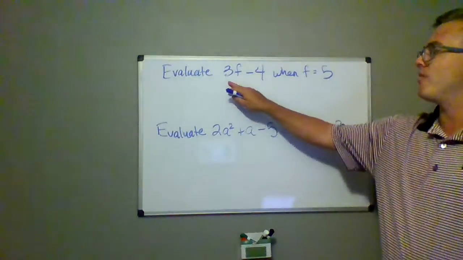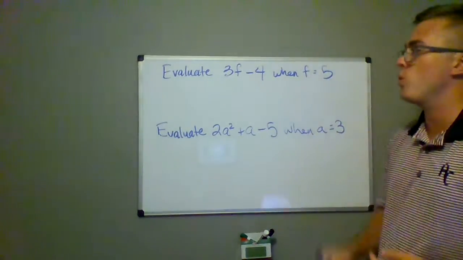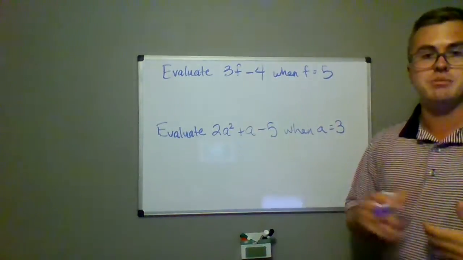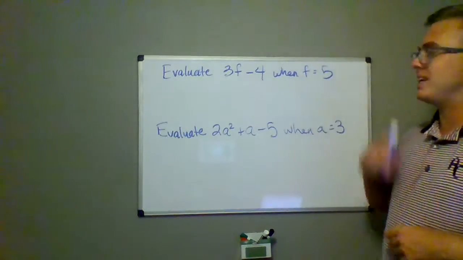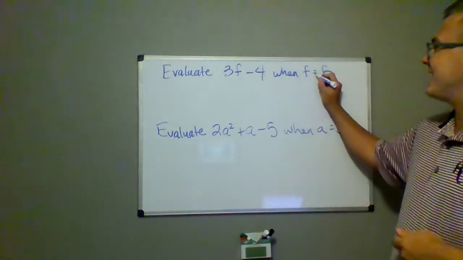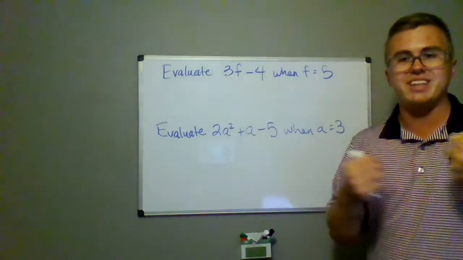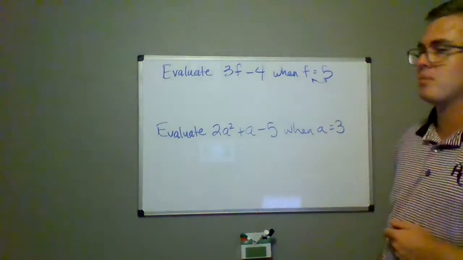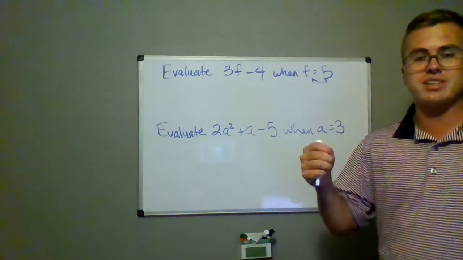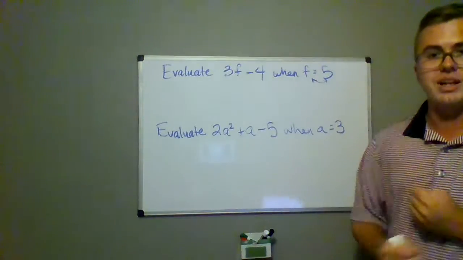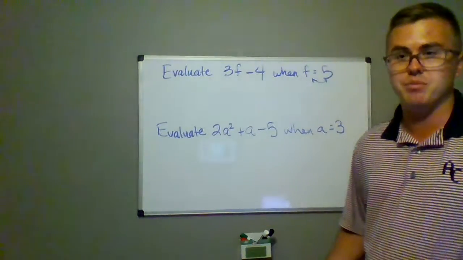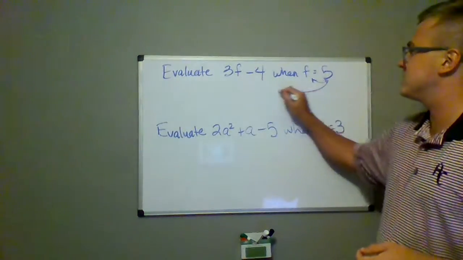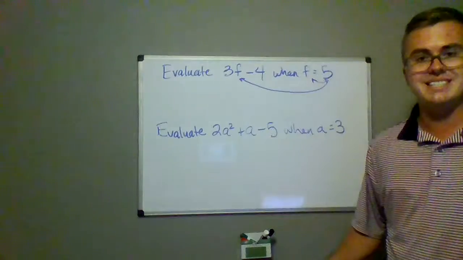So this first one, evaluate 3f minus 4. Another way you could read that is 4 less than 3 times a number f, when f equals 5. Well, what does this equal sign mean? What does it mean for two things to be equal? It should mean that you can substitute them out. So if f and 5 are the same, where you see f, you can replace it with 5, and that expression will be the same thing. So that's exactly what we're going to do. In this expression here, I'm going to substitute 5 where I see f.